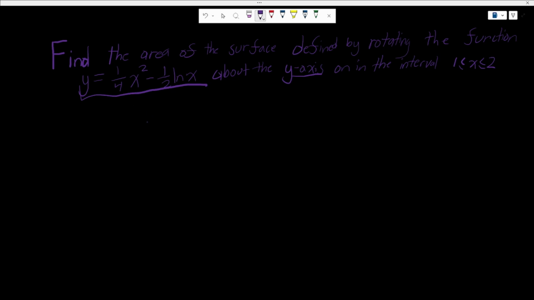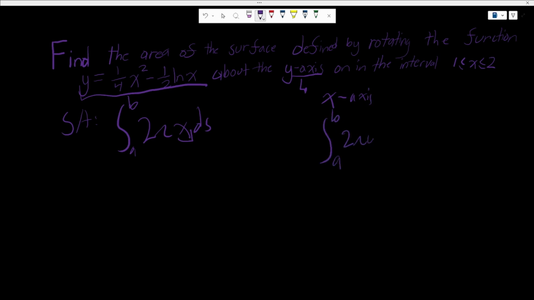Okay, so to find the surface area, we need to take the integral from a to b, or just our bounds, of 2π x ds, because we're doing the surface of revolution. And we chose to use x here because we're going about the y-axis. If the question said the x-axis, we would use the integral from a to b of 2π y ds. But this one is the y-axis, so we chose the x.